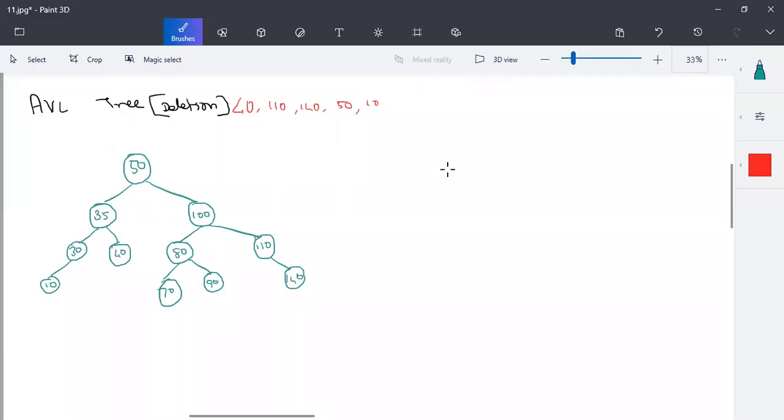In this video, we are going to discuss AVL tree deletion. We already know what an AVL tree is and how to do an insertion in the AVL tree. So this video focuses on the deletion, how we are going to perform deletion in the AVL tree.